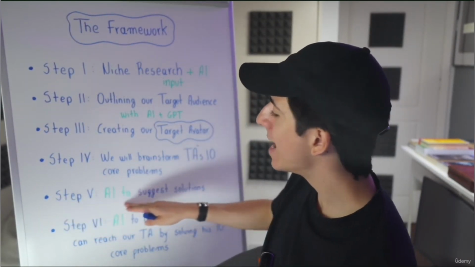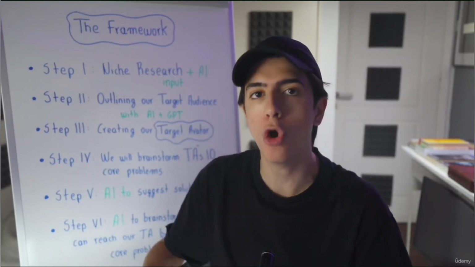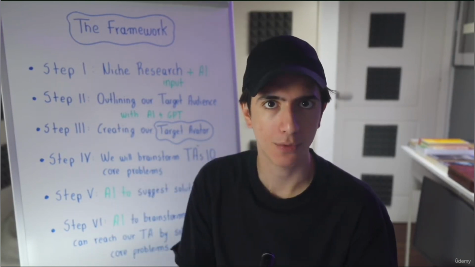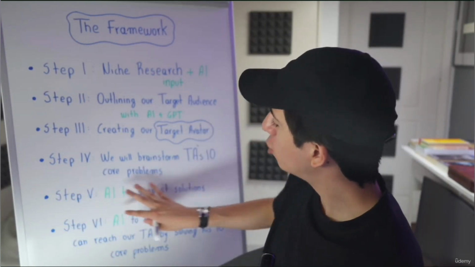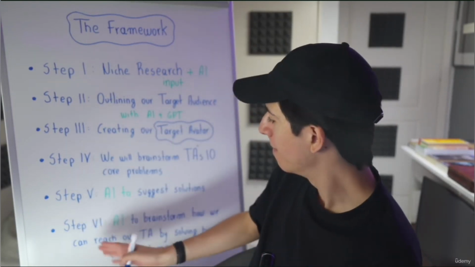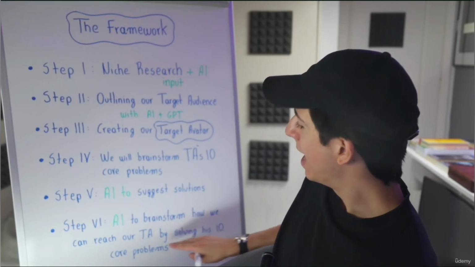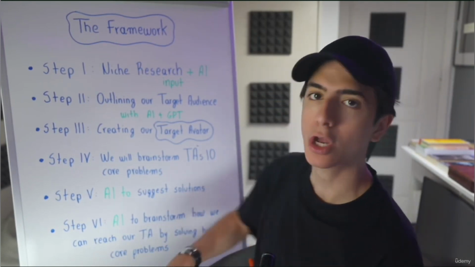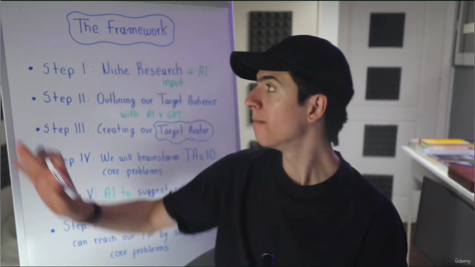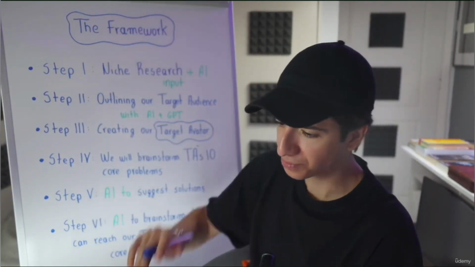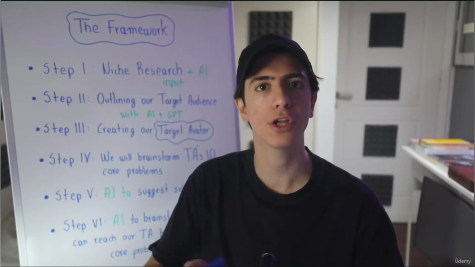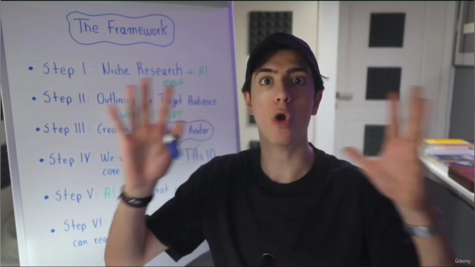And by the way, you might already know the solutions to those 10 core problems, which would be the products that you're called to market. But we need to use AI to brainstorm and suggest solutions to our target avatar's 10 core problems, because afterwards, we're going to be using AI to brainstorm how we can reach our target avatar by solving his 10 core problems. So in the 6th step of this framework that I presented, we're going to be using AI, which at this point is going to be very educated on our niche, on our target audience, on our target avatar, on in general the problems that we're solving.